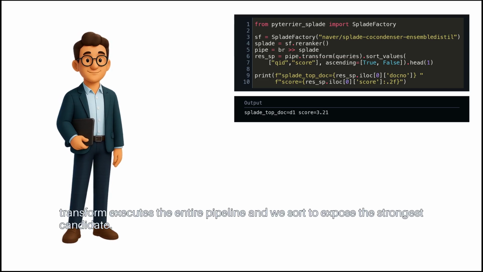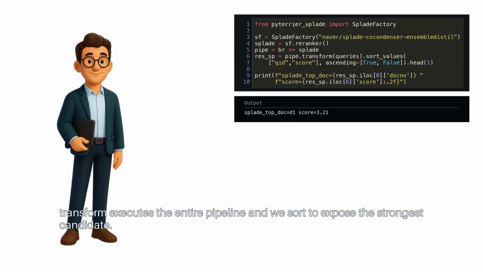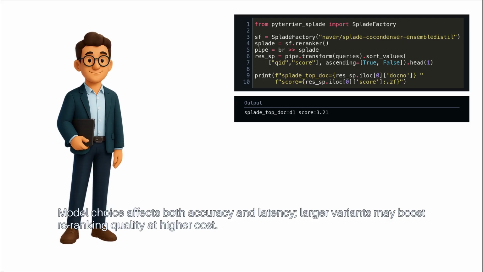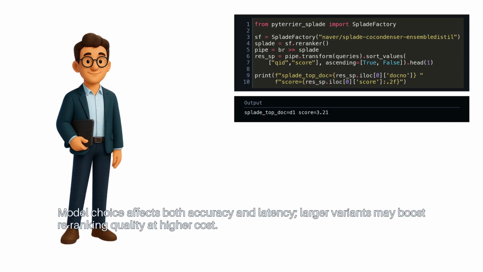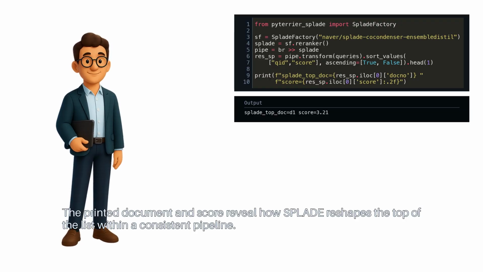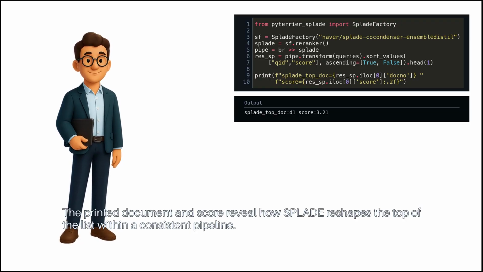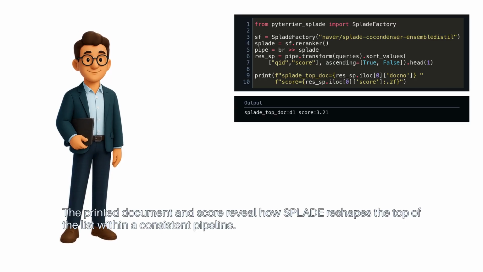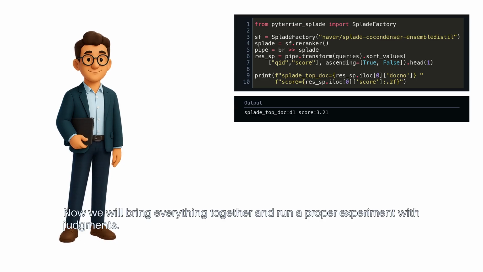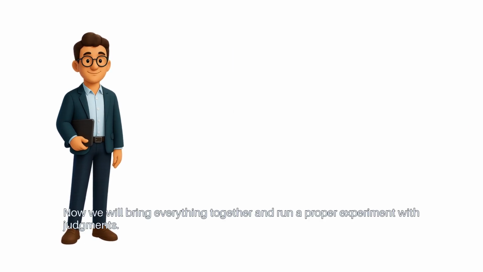Transform executes the entire pipeline, and we sort to expose the strongest candidate. Model choice affects both accuracy and latency. Larger variants may boost re-ranking quality at higher cost. The printed document and score reveal how SPLADE reshapes the top of the list within a consistent pipeline. Now we will bring everything together and run a proper experiment with judgments.